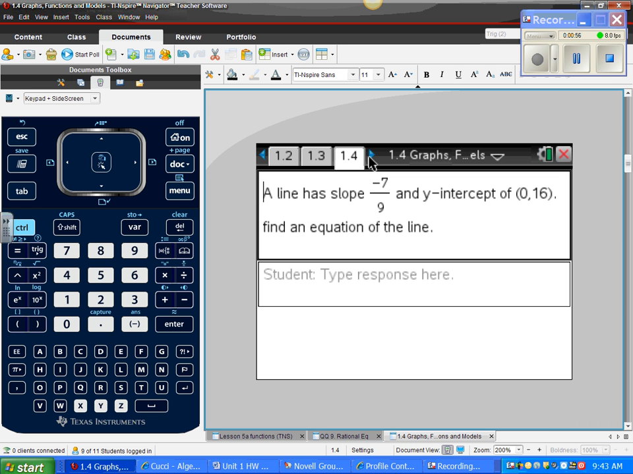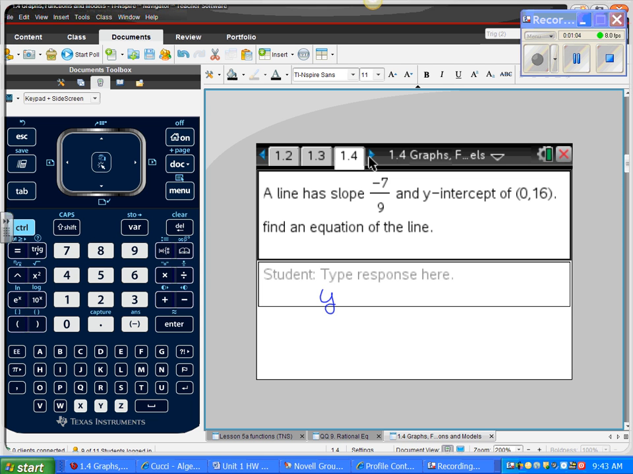Okay, so a line has a slope of -7/9 and a y-intercept of (0, 16). Find the equation of the line. So we're going to use that slope-intercept form, y equals mx plus b. We know right away what our slope is because they basically spell it out for us. y equals -7/9 x. And then our y-intercept is the point (0, 16). As we know from graphing, (0, 16) means I'm going to move over 0 and up 16. So our y-intercept is simply 16. So our equation is y equals -7/9 x plus 16.